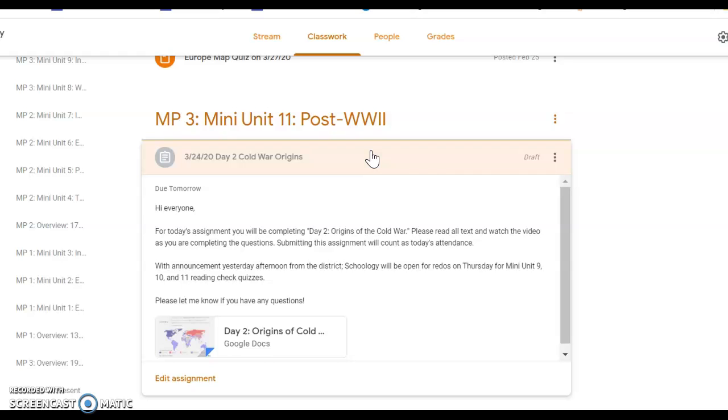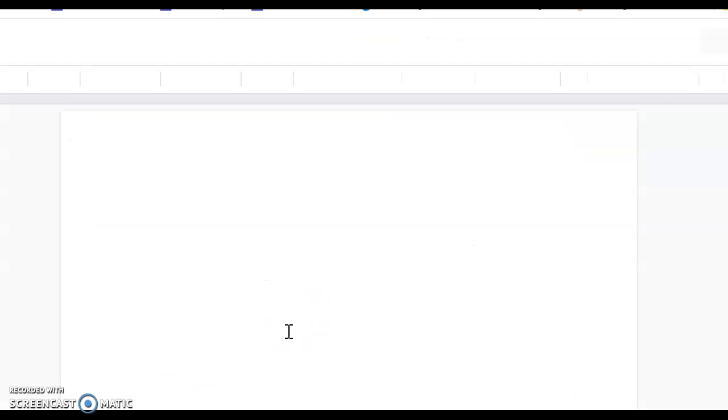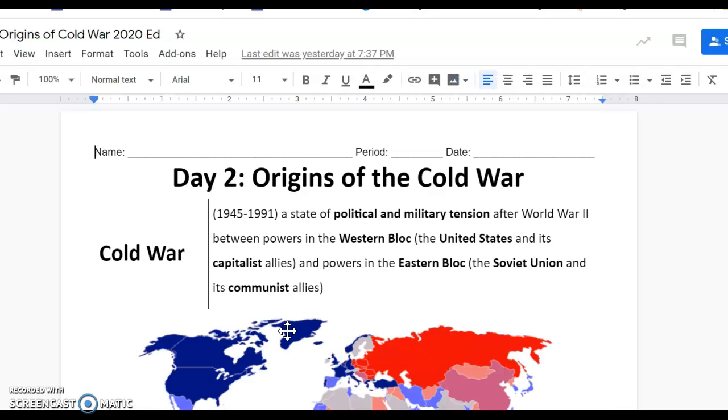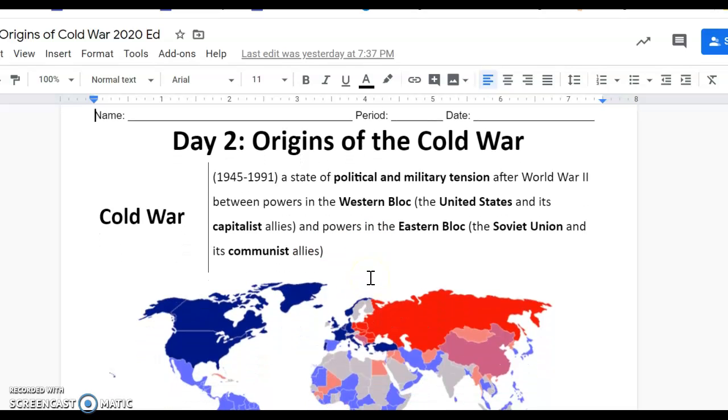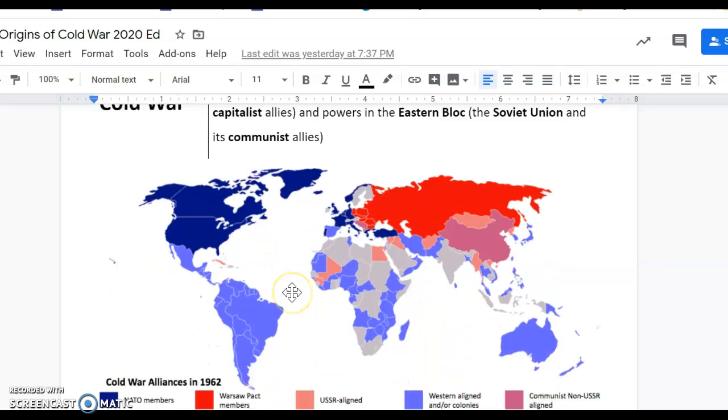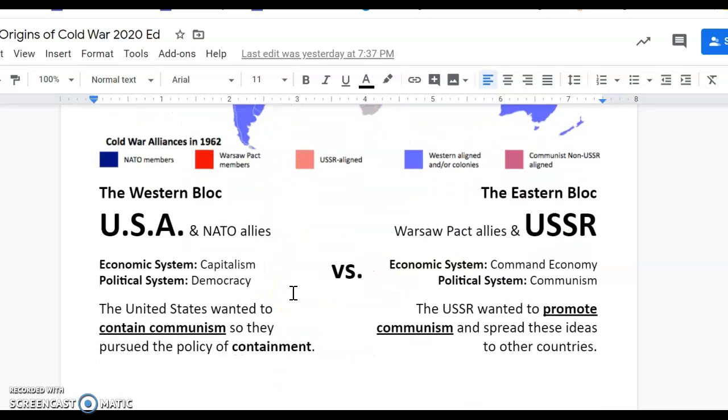All right, so what do you need to do with this assignment today? So the top here looks the same as yesterday. The graphic and definition were included because it's very helpful to keep in mind what the Cold War is, who's on which sides, and their names. And then down here, we see key terms are highlighted and underlined as far as policies and different types of economic systems and political systems.